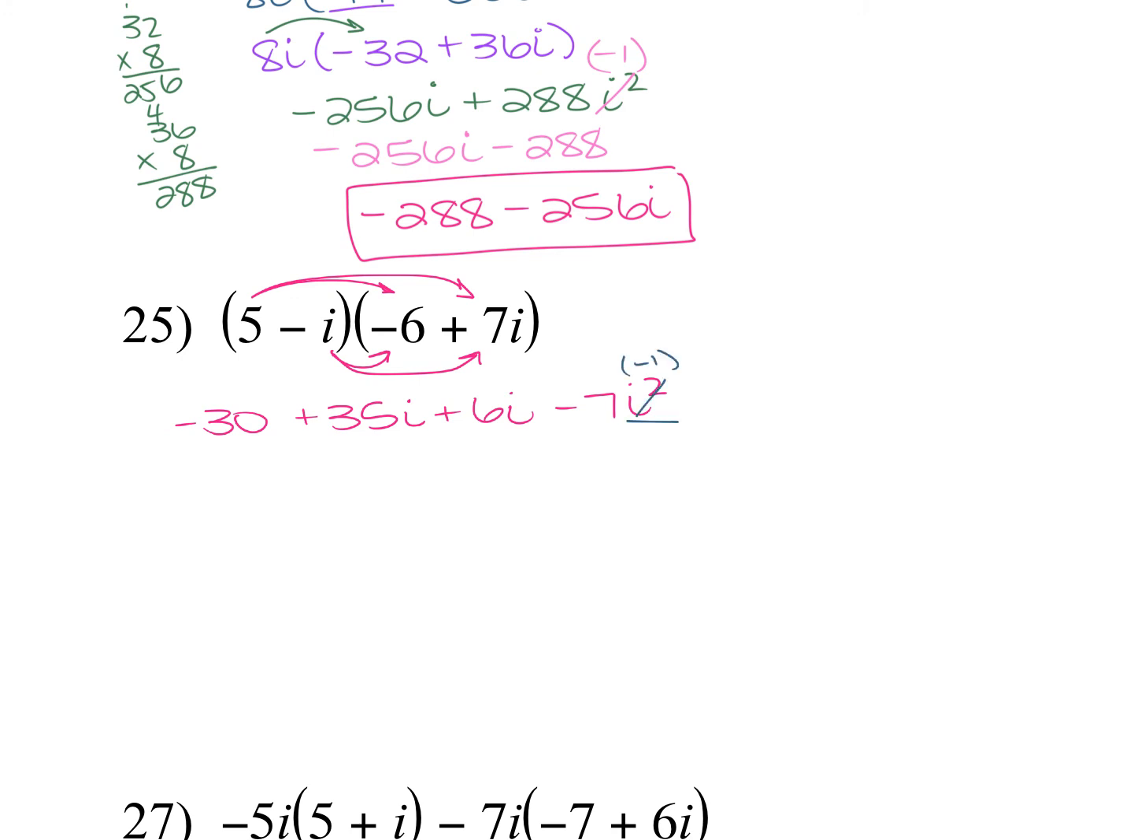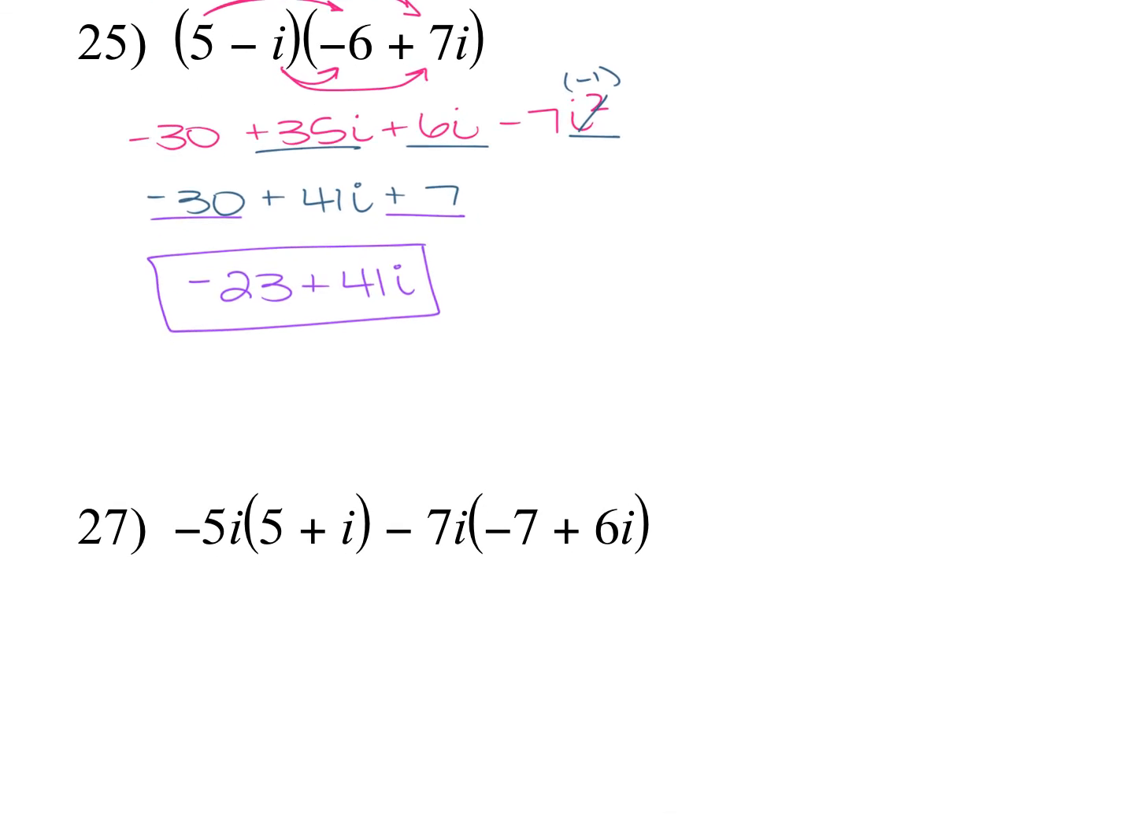So that gives us, if we combine like terms and change that -7 to a positive 7, -30 plus 41i plus 7. Combine the -30 with the 7, keep it in front. That's going to give you -23 plus 41i.